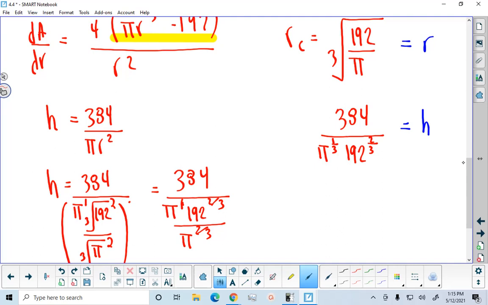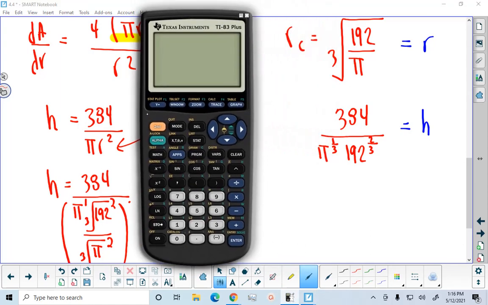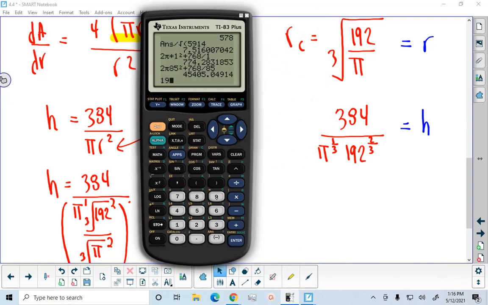What I would like you to do is calculate the decimal values of r and h. Before you do, once you get the decimal value of r, just put it in here to find h. Don't worry about putting it in that 384 over pi to the 3rd, 192 to the 2/3. I'm going to do the same thing as well, just in case you need to look at the calculator work here and you need some help.